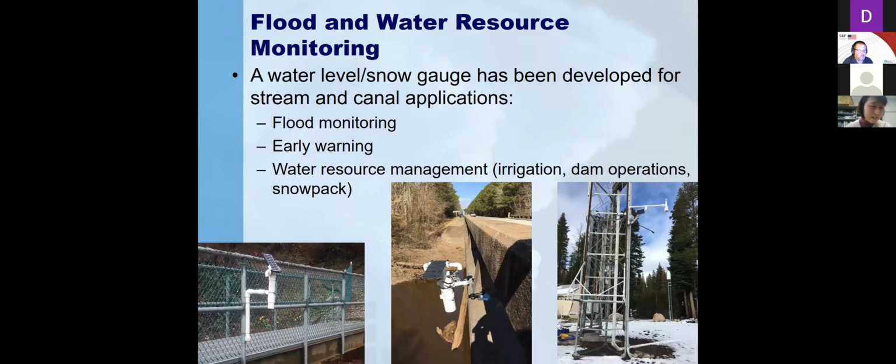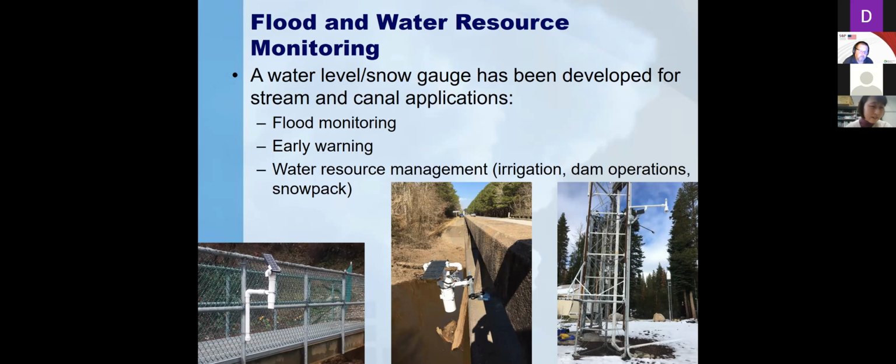So just to go through some examples. One of our examples here is showing the different configurations of our systems deployed. On the left, the image on the bottom is for canal monitoring for water resources and irrigation. The system in the middle is on a river, being monitored for early warning of flood conditions. And then more recently, for water resource management, the same sensor, redesigned, can measure your snowpack. So again, measuring all these different areas of monitoring your water resources.